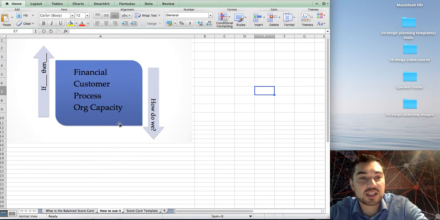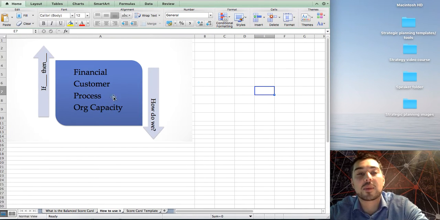So if we look at this, how to use it, so if we increase our organizational capacity, then it will improve our processes, it will help our customers, and it will help our finances. On the other side, you can say, well, what finances do we need to increase our organizational capacity? Or how does improving our customer support our organizational capacity? How can we help our customers through this process? And how can we improve our business's process through this organizational capacity growth, and so on?